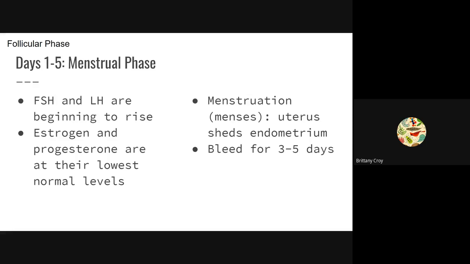Most people bleed for 3 to 5 days, depending on how heavy your bleeding is. If you have really heavy periods, it could be shorter, or if you have lighter periods, it could last for a longer amount of time.